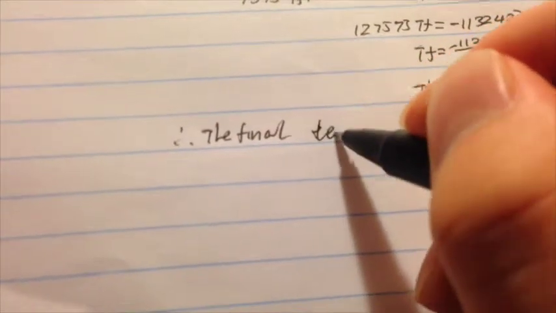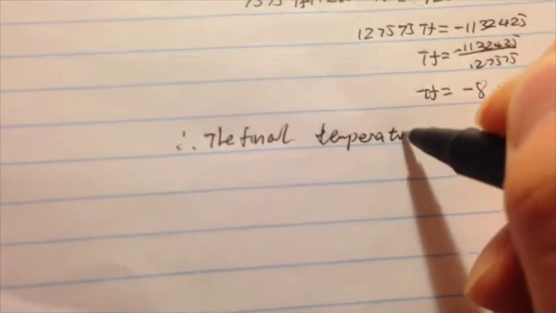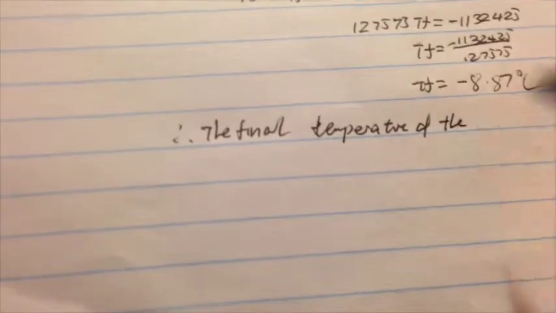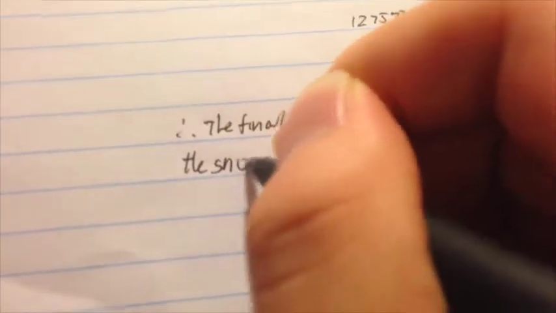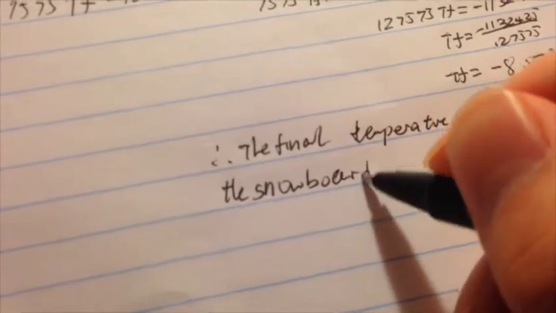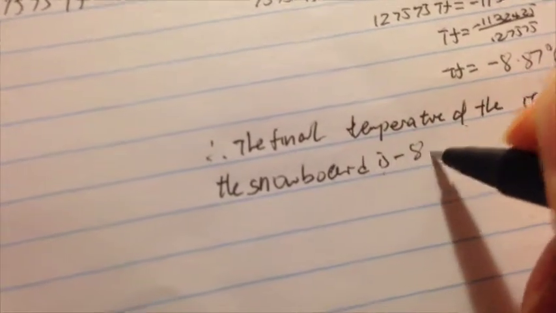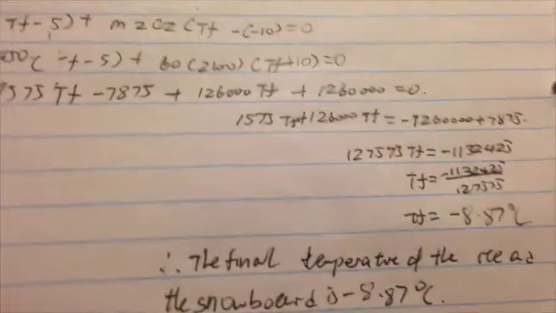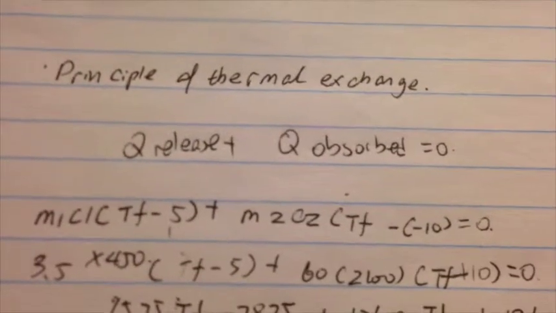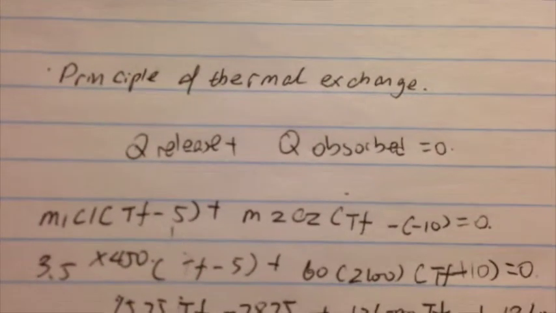And therefore, the final temperature of the ice and the snowboard is negative 8.87 degrees. And this is calculated by the principle of thermal exchange, where Q release plus Q absorb equals 0.